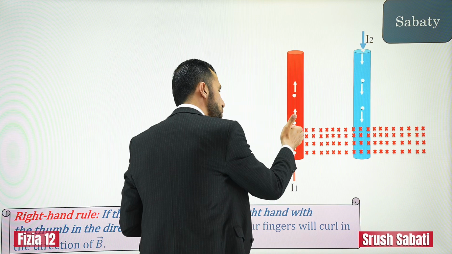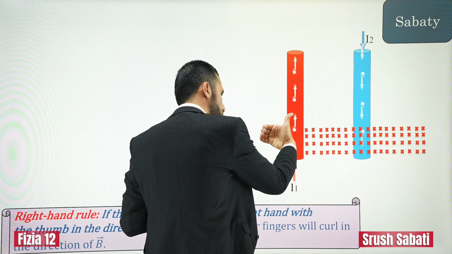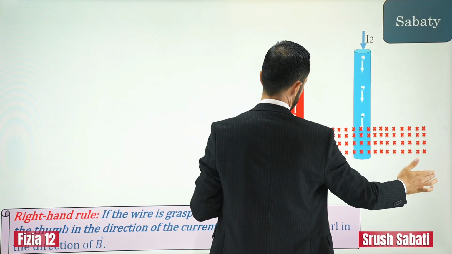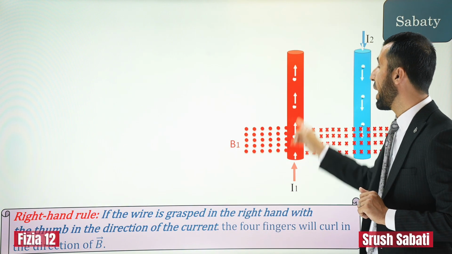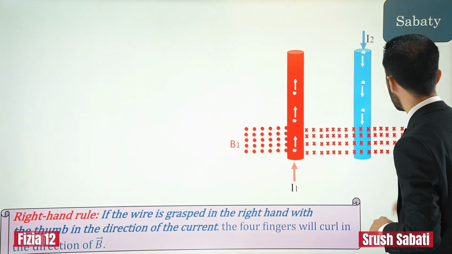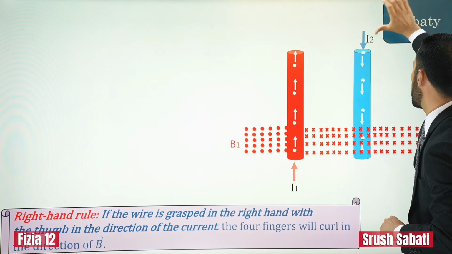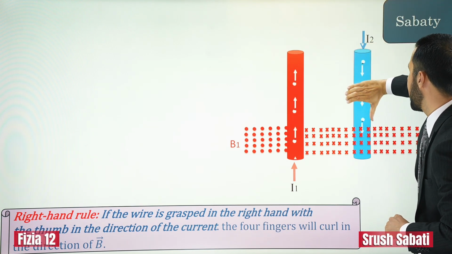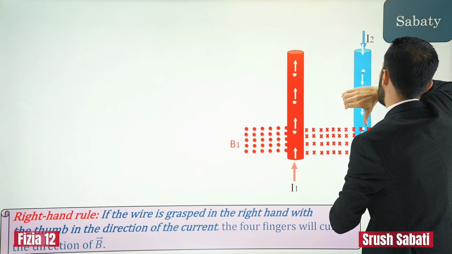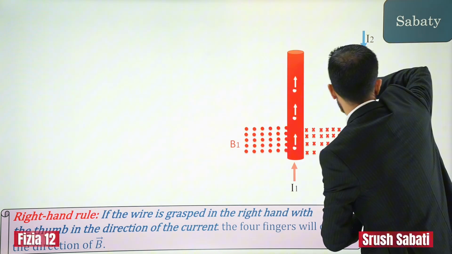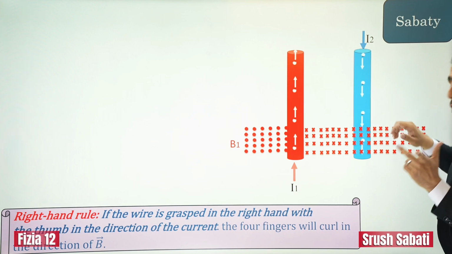What about the left side? It will be out of the page, like this. Okay? This is the magnetic field of wire 1. What about wire 2? For wire 2, the direction of current is like this, and the direction of the magnetic field from the left side will be into the page, and from the right side, it will be out of the page.